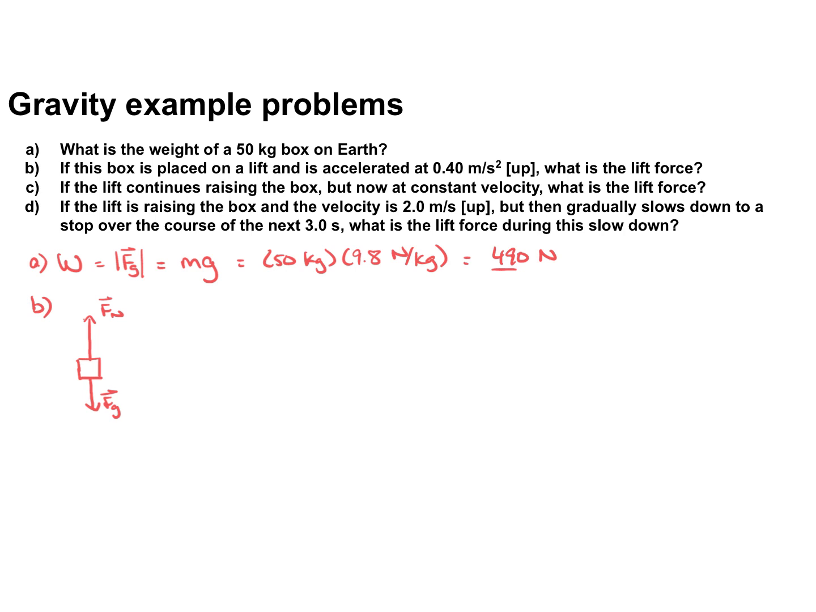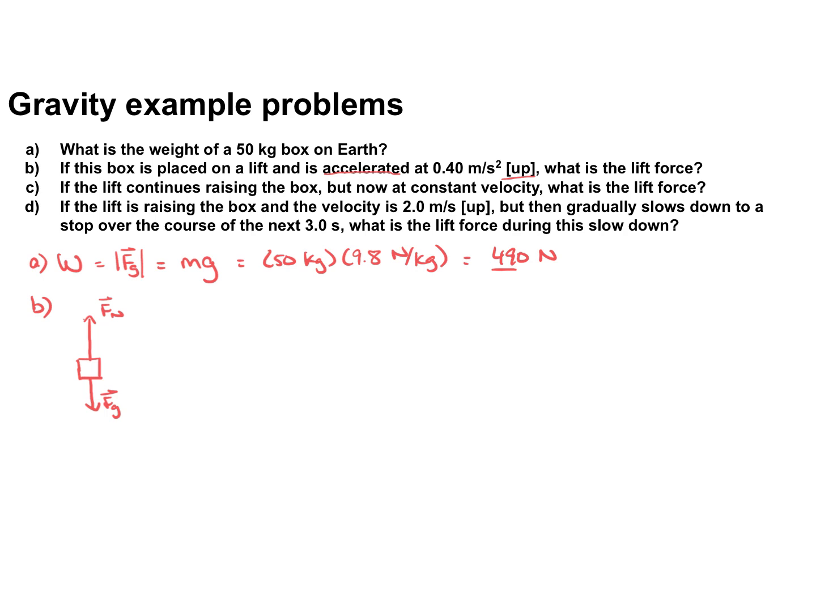Now, pay attention to how long I drew these arrows. I drew the upwards arrow larger than the downwards arrow because the object is accelerating upwards. Newton's laws say that if an object is accelerating, the forces have to be unbalanced. And since it's accelerating upwards, the upwards force has to win. All right. So that's just a diagram to help.